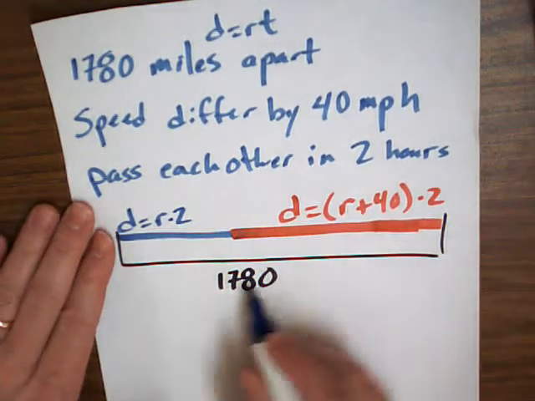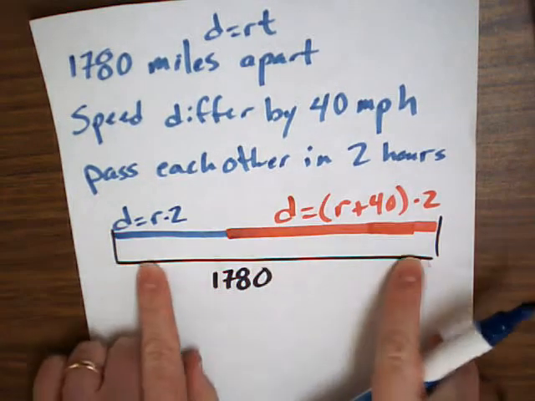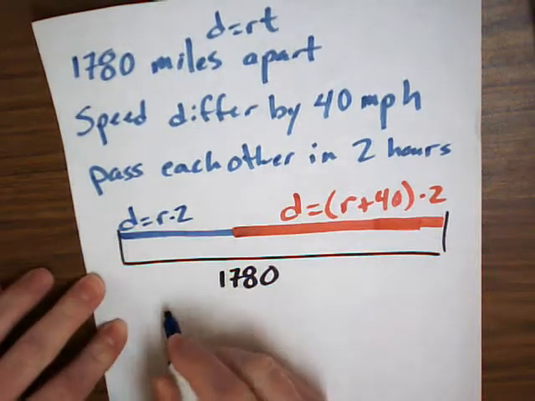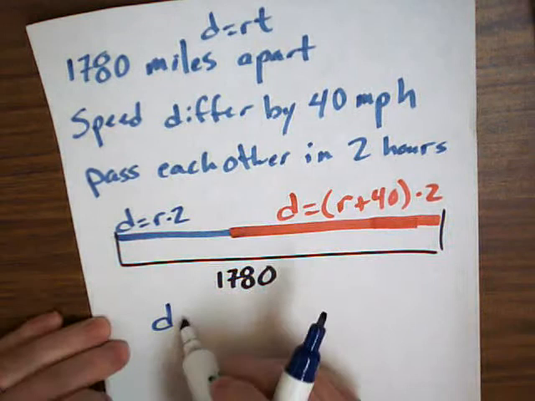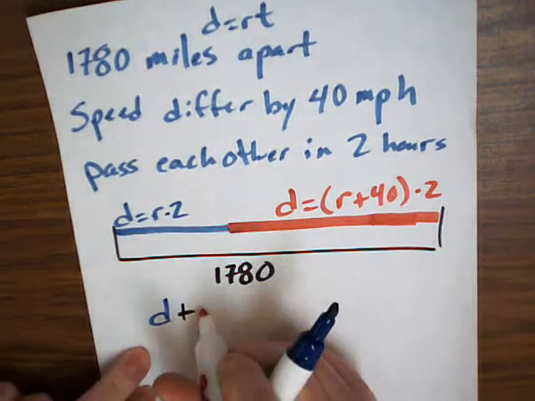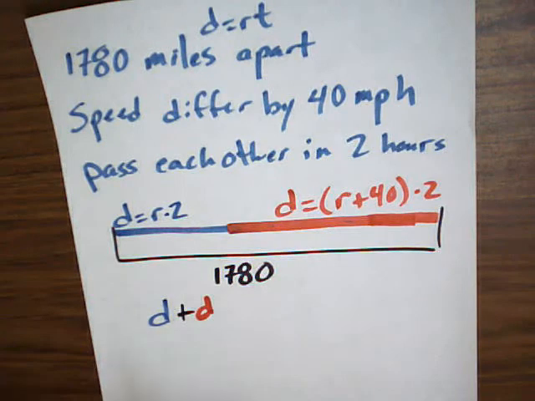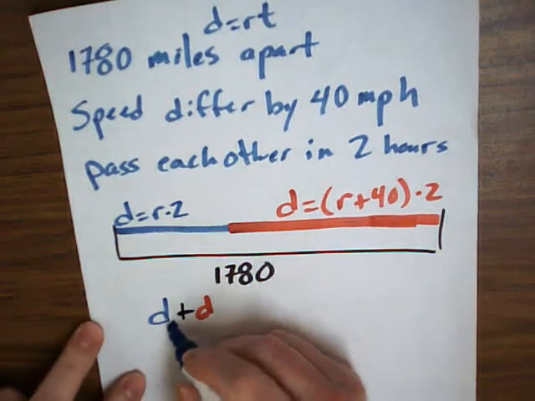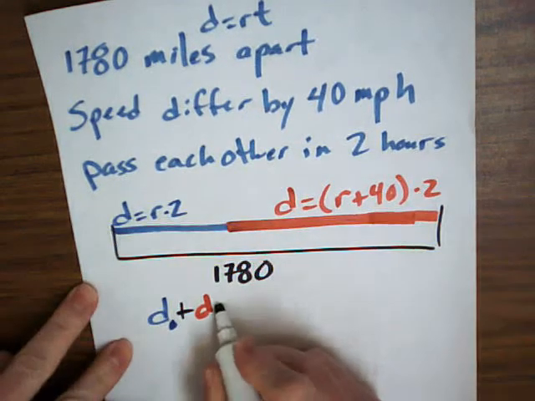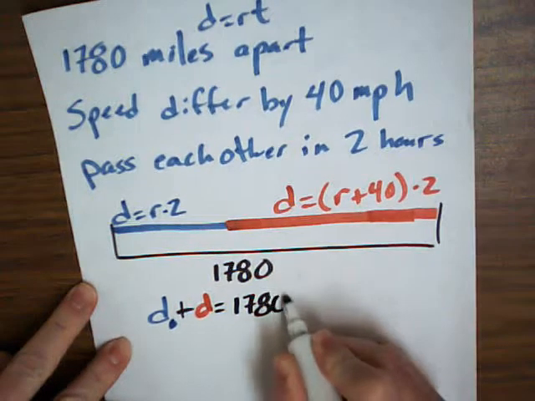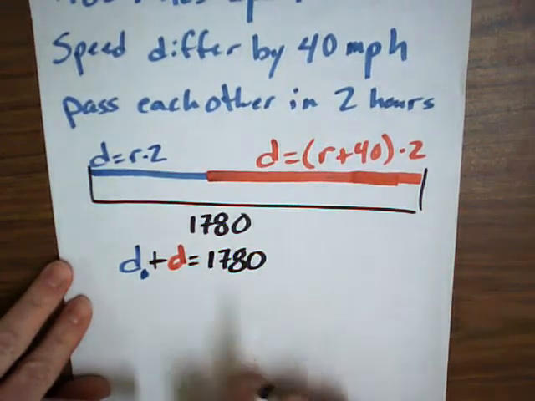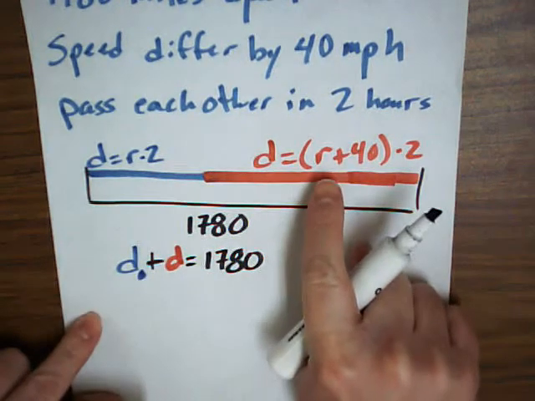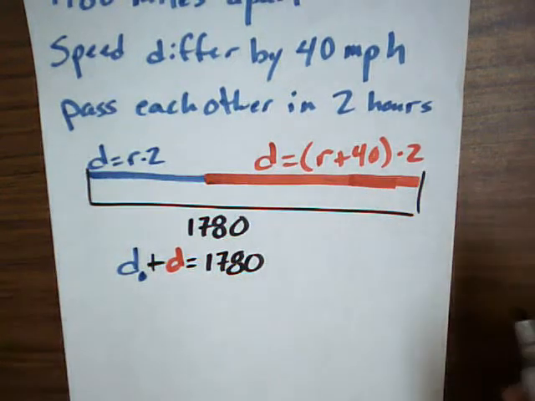Okay. So you can't set these equal because these aren't equal distances. But you can say if I add the two distances, I get 1,780. Right? If I take the blue distance and I add that to the red distance, if you don't have different colors, they'd say D1 and D2. That is what they would normally say. But I do know if I add those together, I get 1,780. So I can't do anything with this. So I'm going to replace the blue with R times 2, and the red with R plus 40 times 2.